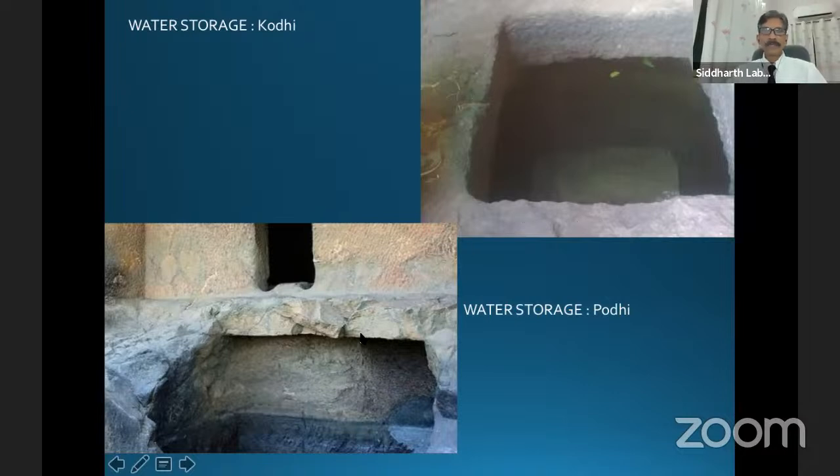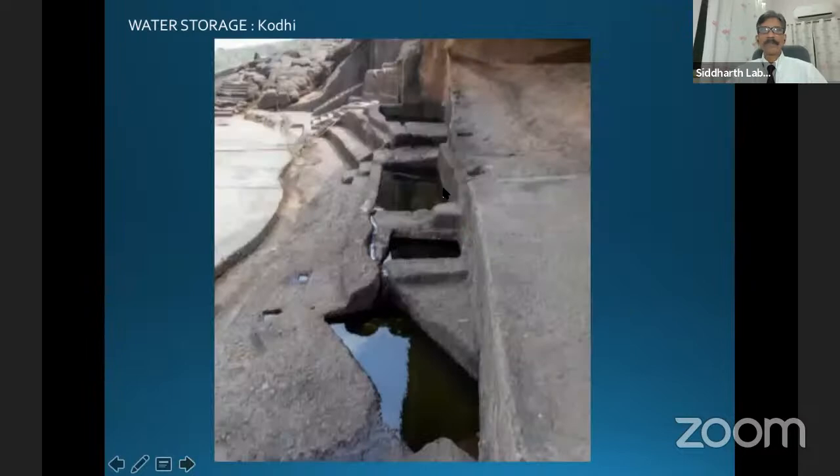And on the bottom side, you can see the water storage which is called Podhi. It is for the drinking water. Here the roof of the water storage has been broken, so it is easy to see how it must have been. And of course, these kodis and podis were donated, and then we find their names written in the nearby area of the Leni. See, this is one example of rainwater harvesting. We see that 2,500 years before, the rainwater harvesting was so beautiful. See the art.